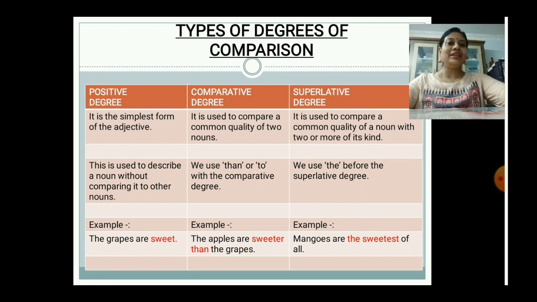The third is superlative degree. It is used to compare a common quality of a noun with two or more of its kind. We use the before the superlative degree. For example, mangoes are the sweetest of all fruits.